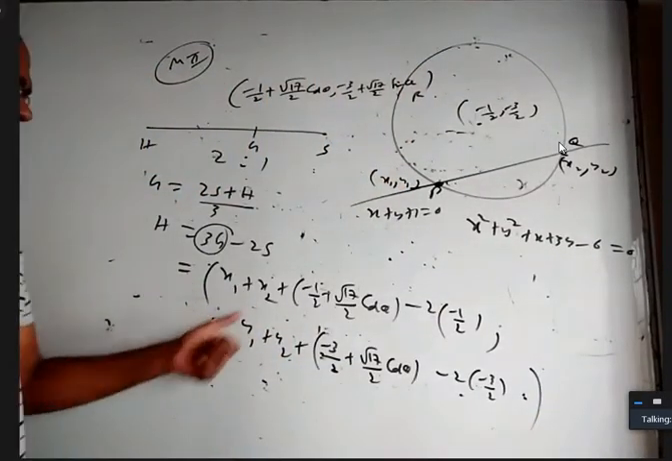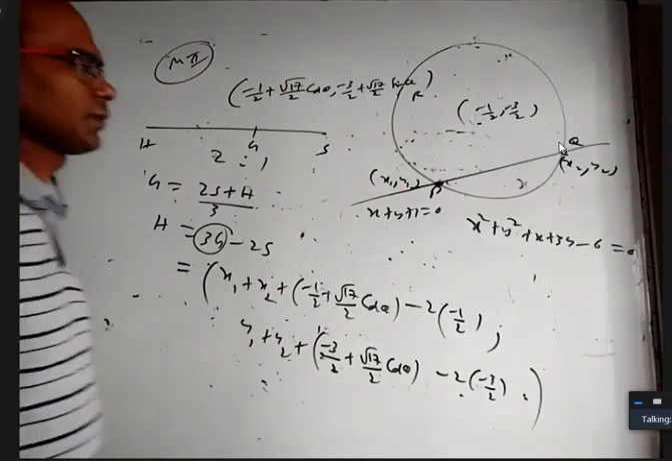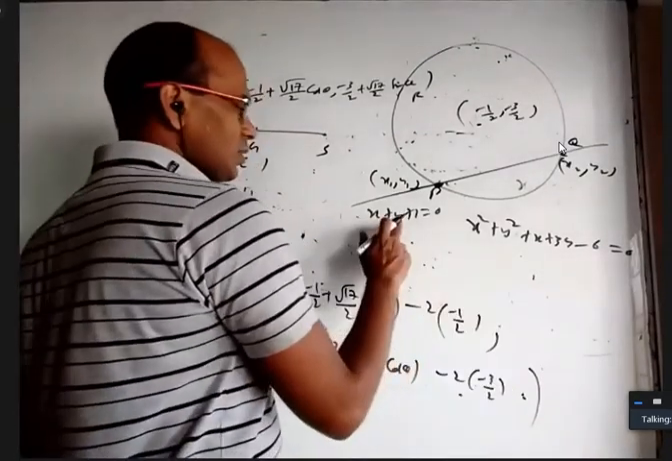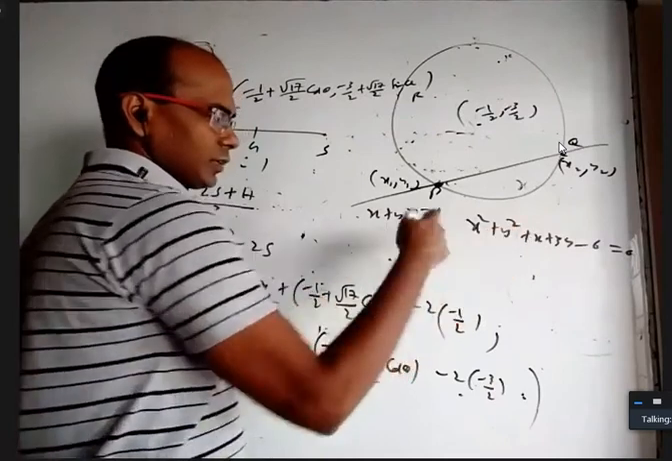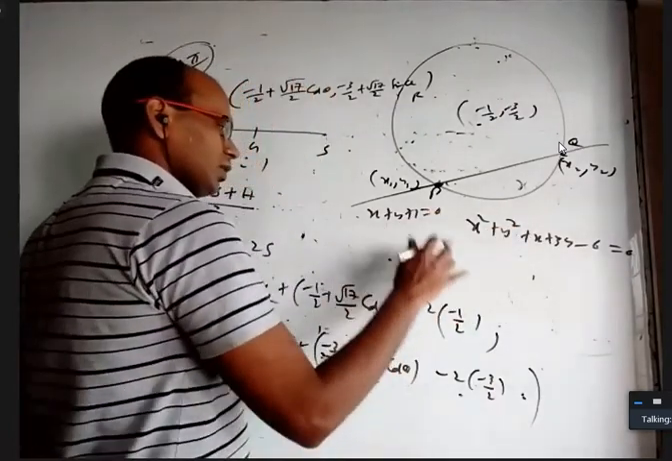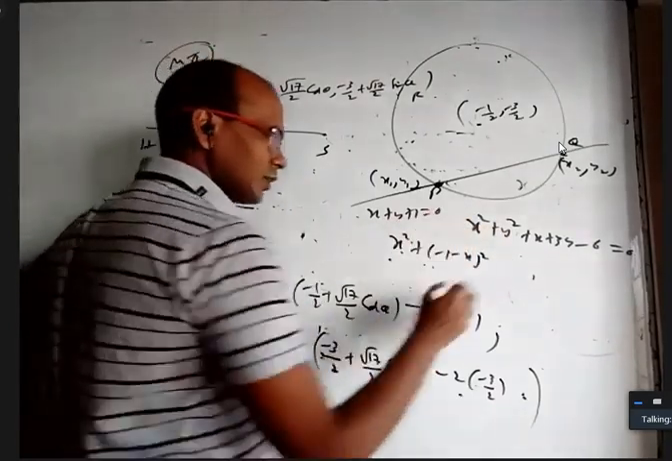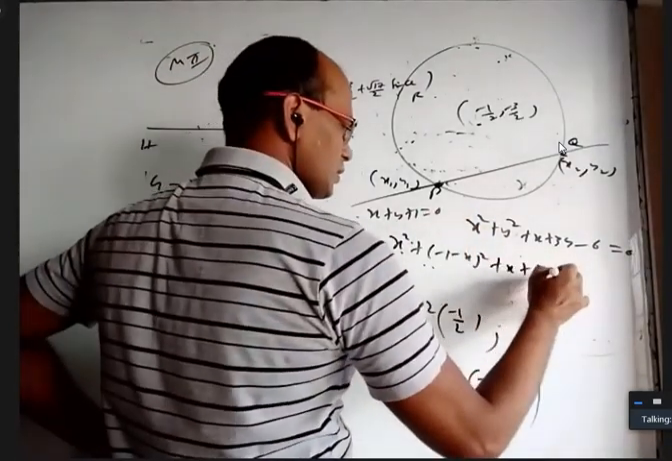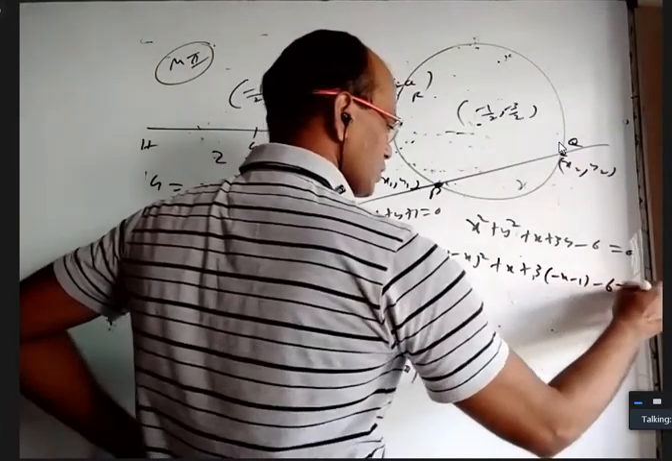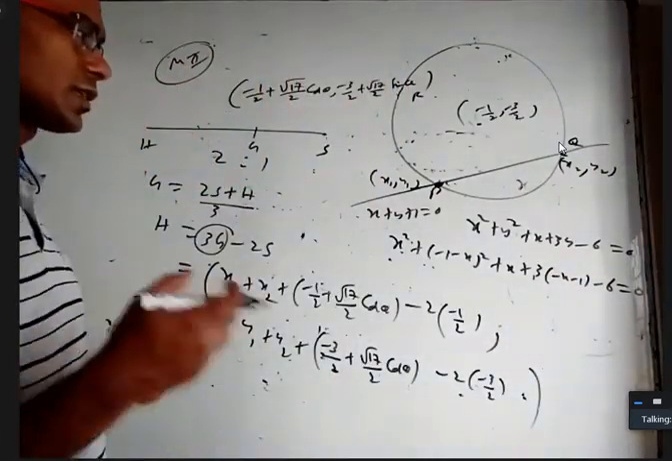If I can tell x1 plus x2, y1 plus y2, it will become easier for me. So in the place of y, you write minus 1 minus x here. You get a quadratic equation. I'm trying to solve the line and circle. x square plus (minus 1 minus x) square plus x plus 3 into (minus x minus 1) minus 6 equal to 0. Wherever y is there, minus 1 minus x.